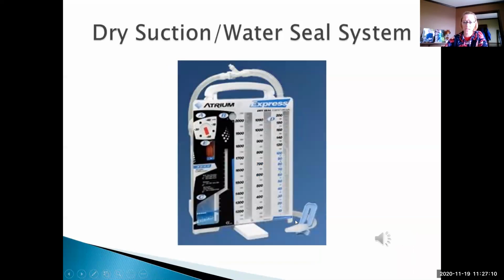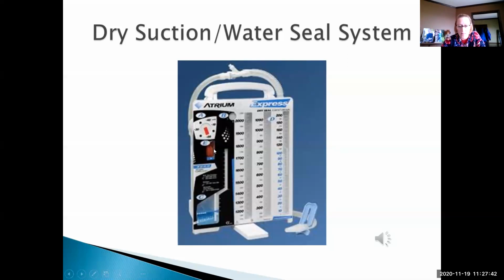So here's your dry suction water seal. This is the most common one that you're going to see. You still have the same chamber D with your drainage collection system over here. And then here in C is still your water seal chamber that you're going to assess for your air leak. And here A is your dry suction. So instead of putting water in to control the level of suction, you literally just dial in whatever the order is for the dry suction.